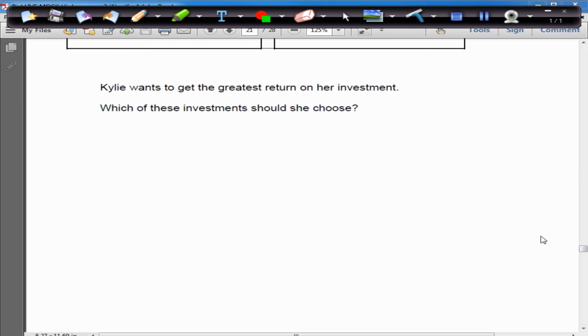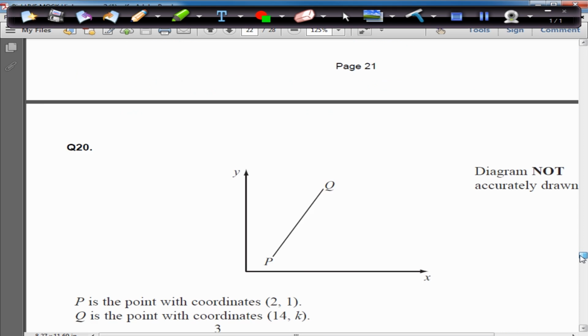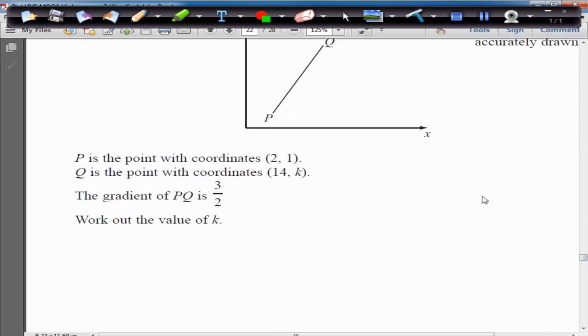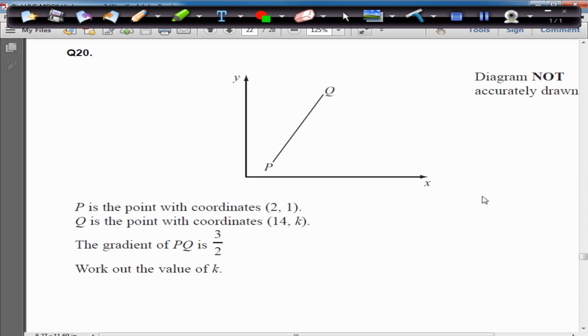Let's clear the page first of all. Oh, nice question. Okay, put your hand up if you're doing question number 20. Nobody has done question number 20. Okay. Which you have? Okay, good.